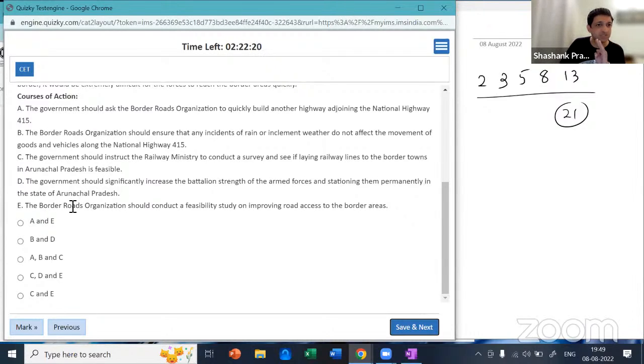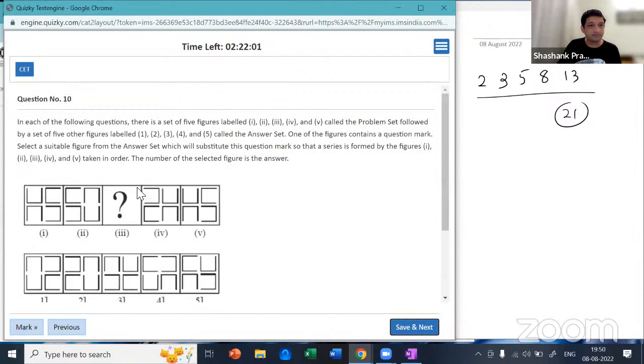Okay, first options are gone. The government should significantly increase the battalion strength of armed forces, stationing them permanently. Nay, not really. So D is out. So option 4 is gone. So A, B, C or C and E. Okay. The border road should conduct a feasibility study on improving. Again, feasibility study sounds like a decent idea. Immediately building a highway might not really be the feasible option. I'll go with 5, C and D.